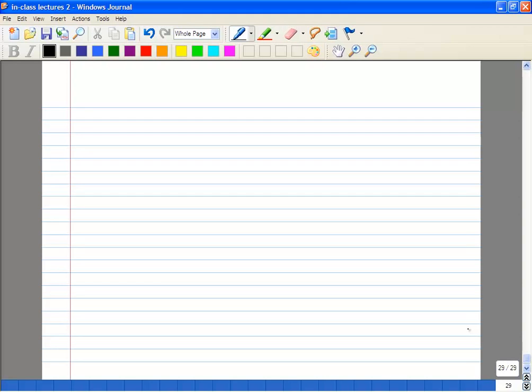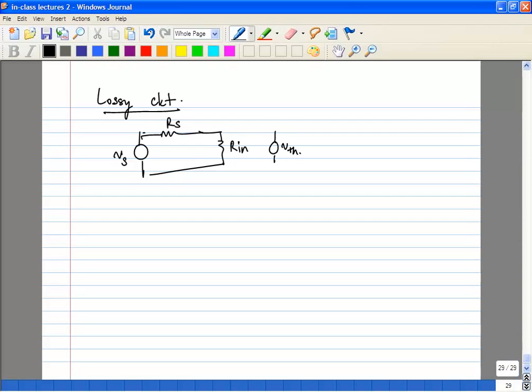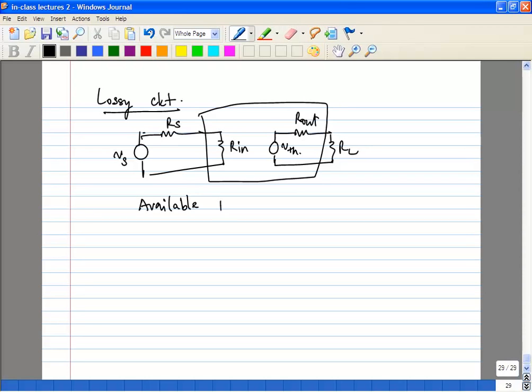What is the noise figure of the lossy circuit? So we can replace the lossy circuit with an Rn, and we'll call the source VThevenin. This is your lossy circuit. What is called your available power loss, which is represented by L, is given by P in over P out.